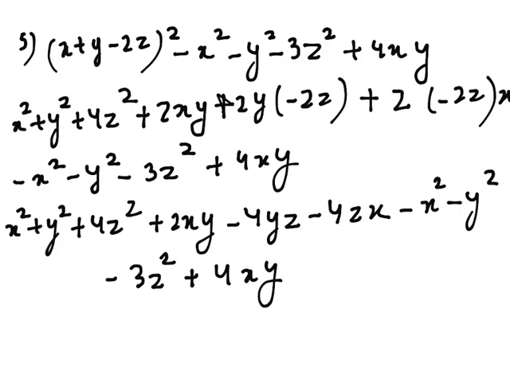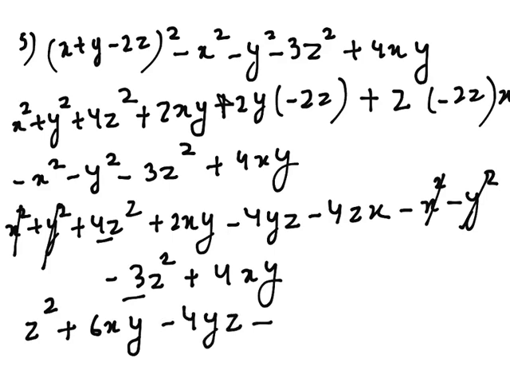So we will solve it. Here we can see x² can be cancelled, we will get 0 with this. y², here we will get 0. Then we have 4z² − 3z². What we are doing is just collecting the like terms. So we are left with z². Now we have 2xy + 4xy, it will give us 6xy. Then we are left with −4yz − 4zx. So after simplifying this expression, we are left with this answer.